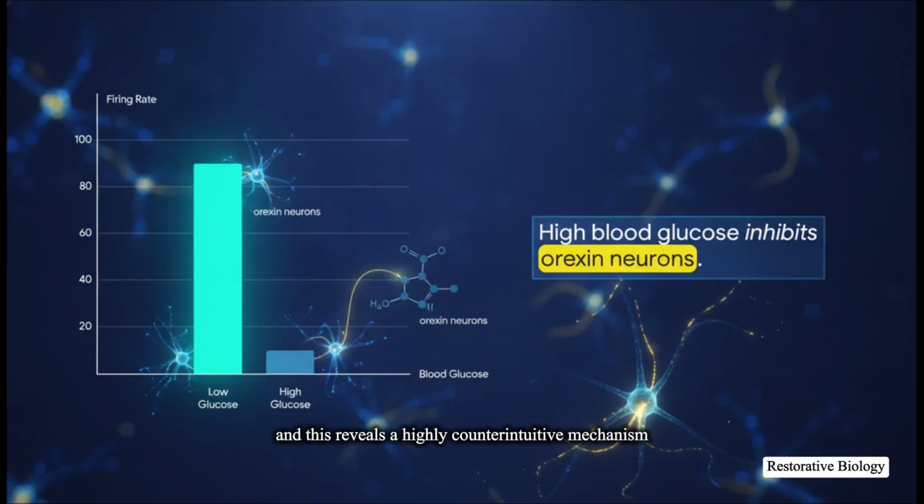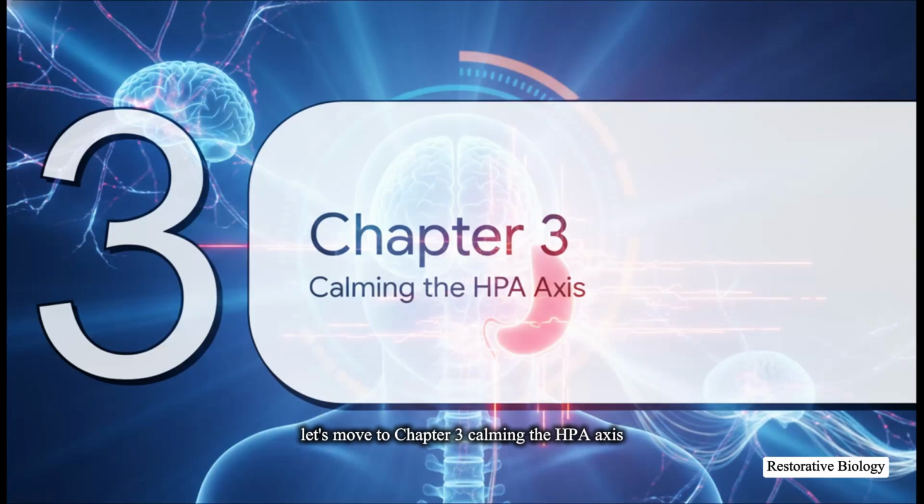And this reveals a highly counterintuitive mechanism for how diet actually influences sleep. Consuming high glycemic carbohydrates triggers a blood glucose response that acts as a profound chemical switch. High blood glucose actively inhibits and silences those wake-promoting orexin neurons we talked about earlier, biologically ushering you right into slow-wave sleep. Let's move to Chapter 3, Calming the HPA Axis.